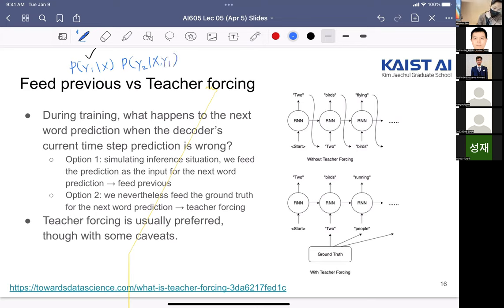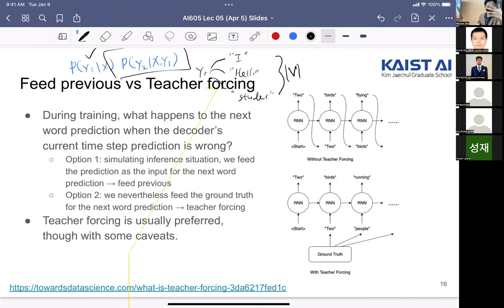Why is this a problem? Because Y1, if we want to define this formally, you have to consider every case of Y1 being some word like hello, student. There are a V number of possible candidates for Y1. And if you want to define this fully, then you have to consider all possible candidates of Y1. That's basically impossible, and it makes this problem very difficult.